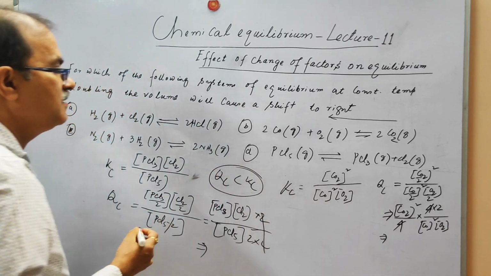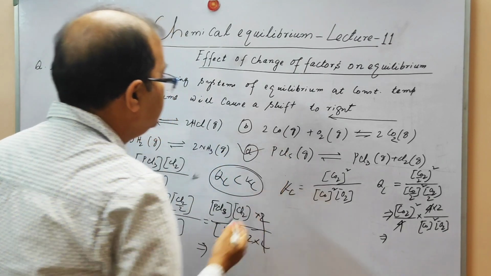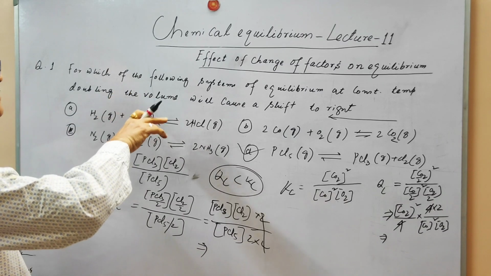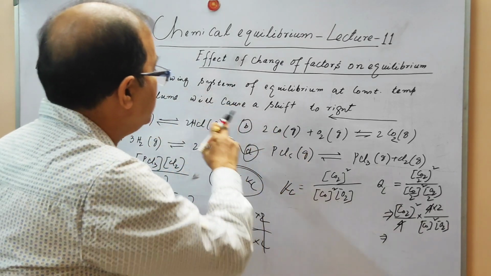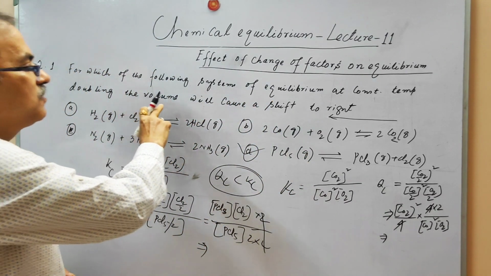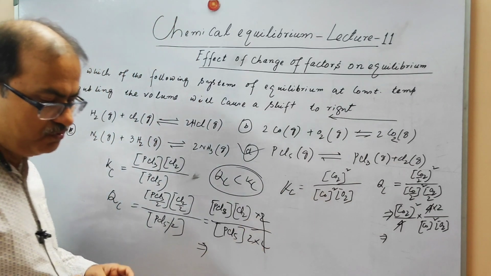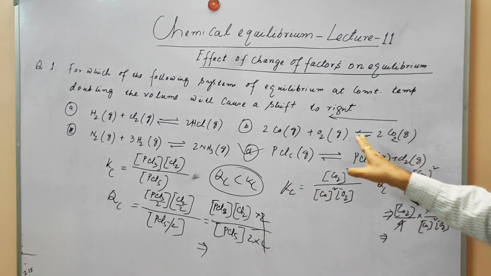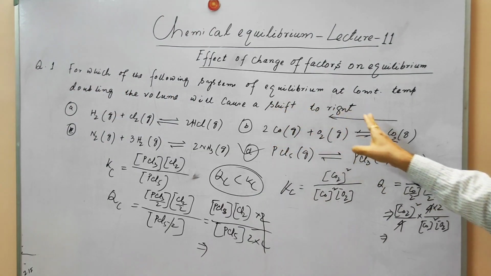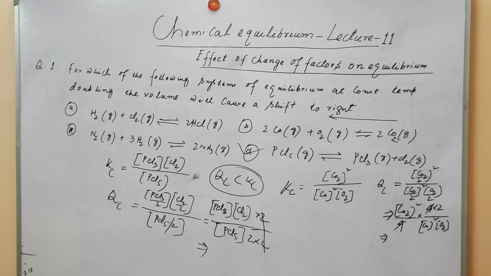So in this case, this will be the right answer: when you double the volume, it will cause a shift to the right. The equilibrium will shift to the right. Okay.